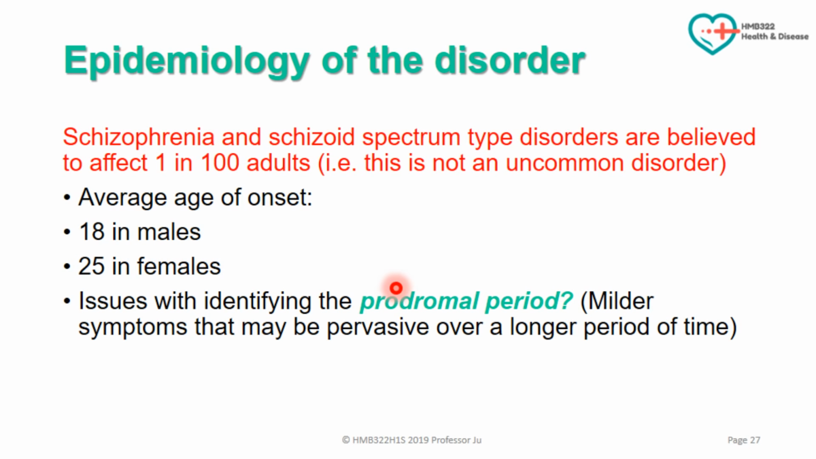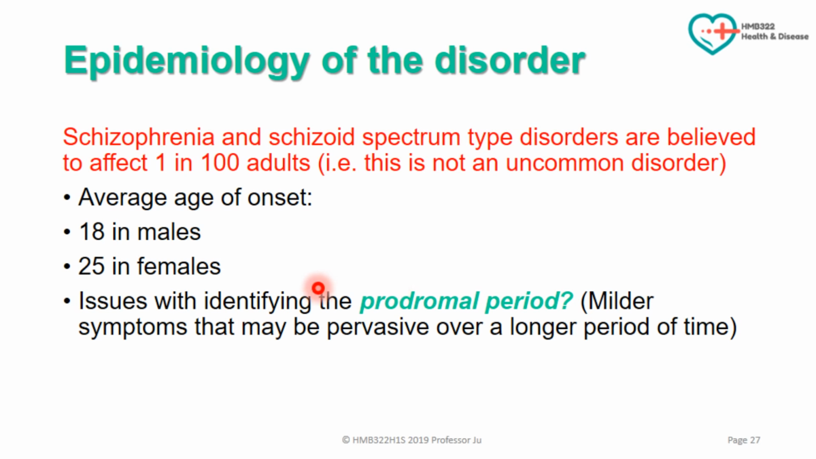We think that about 1 in 100 individuals get affected with schizophrenia. That means that, for example, on campus where we have thousands of students, there are probably many individuals that have schizophrenia. The average age of onset is about 18 in males. It's a little bit later in females, 25 years of age. And so you're being exposed to individuals that are 18, 25 on campus, and it means that we need to take this disorder very, very seriously.